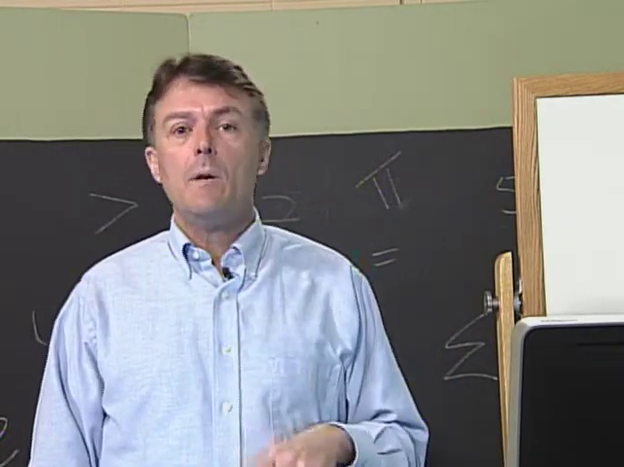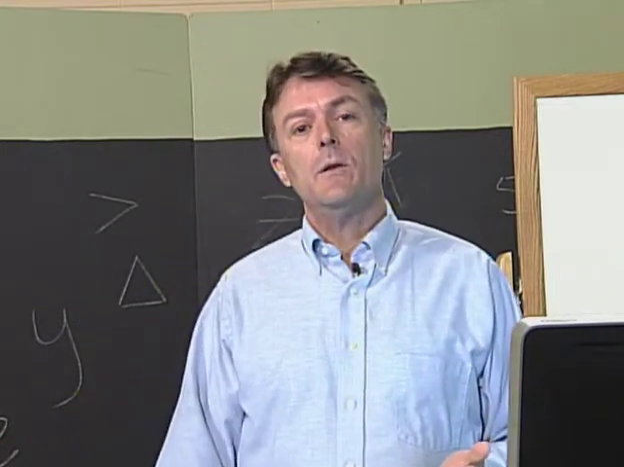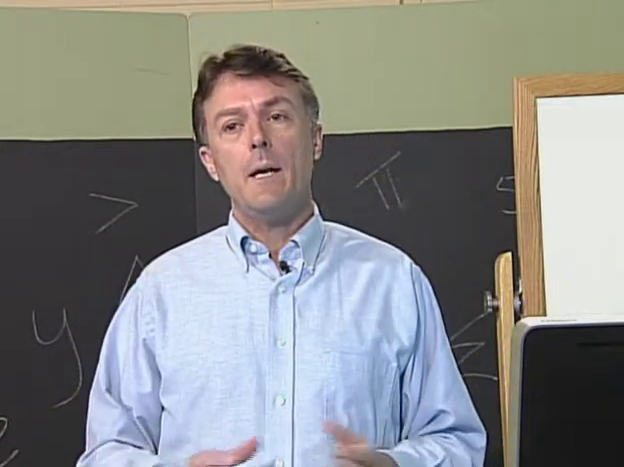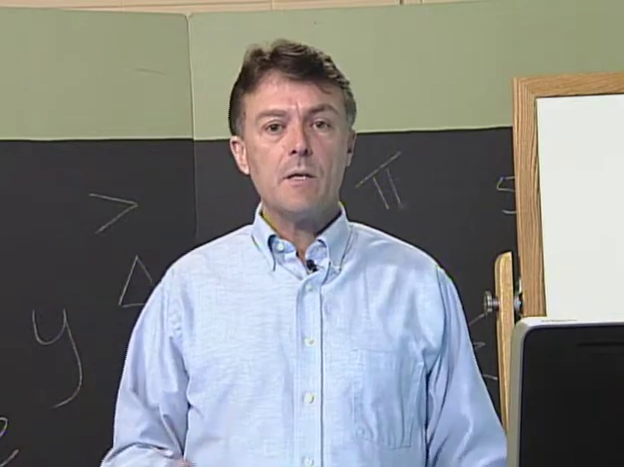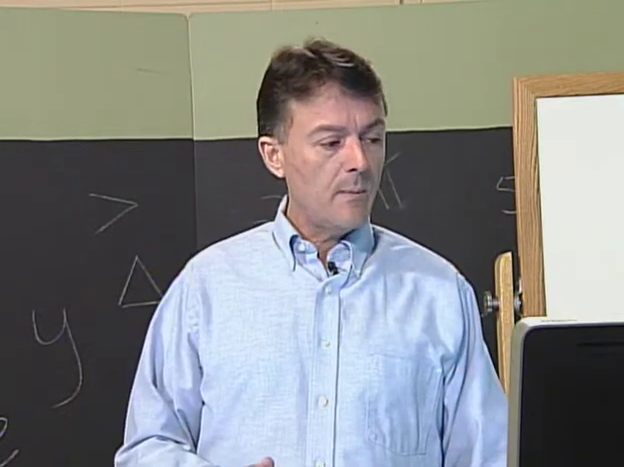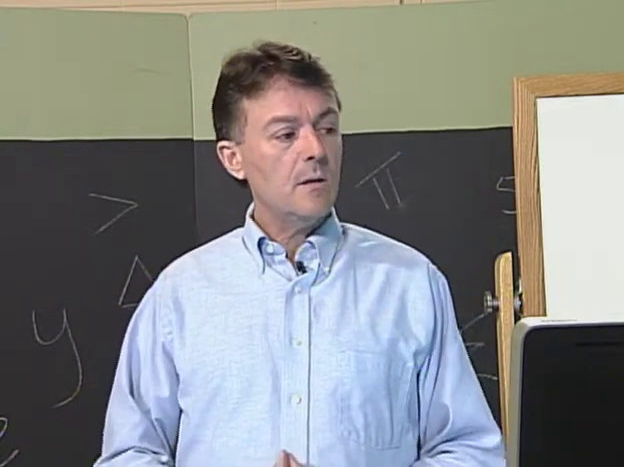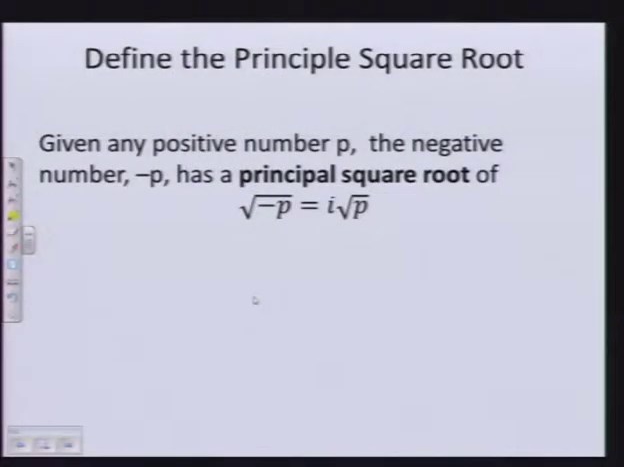All right. We're going to now move from multiplication to looking at ways to manipulate complex numbers. And the first thing that we want to look at is the definition of the principal square root. Given any positive number p, the negative number negative p has a principal square root: the square root of negative p is equal to i times the square root of p.